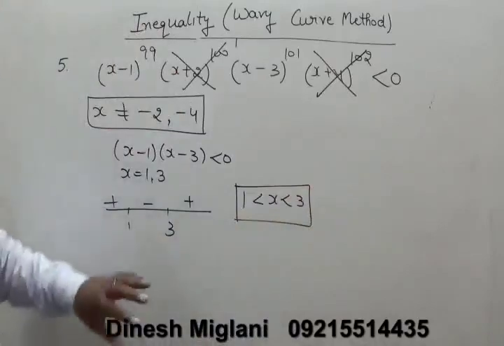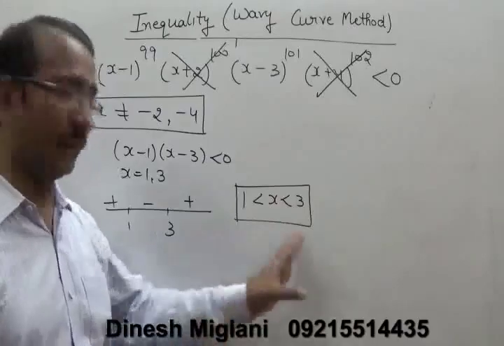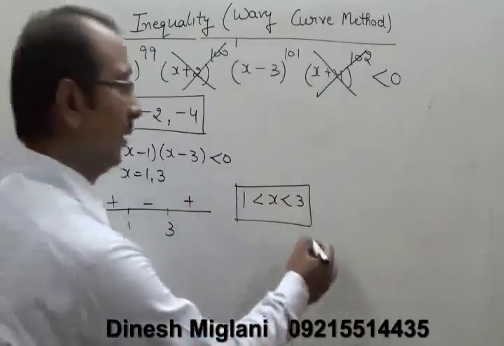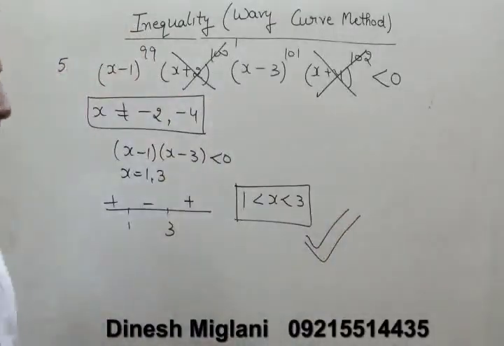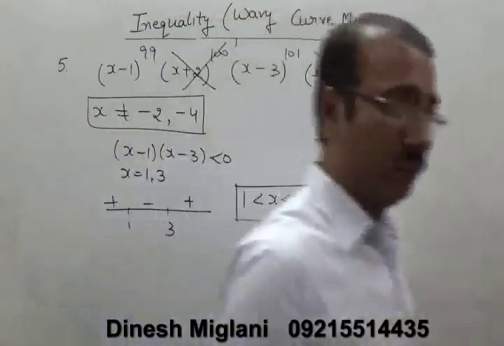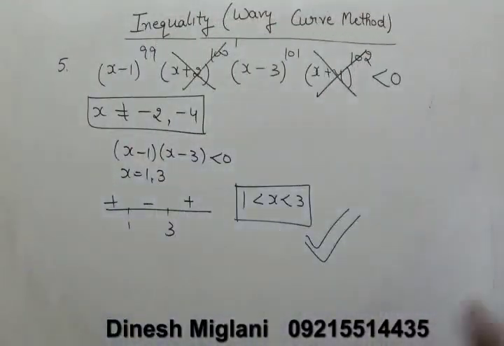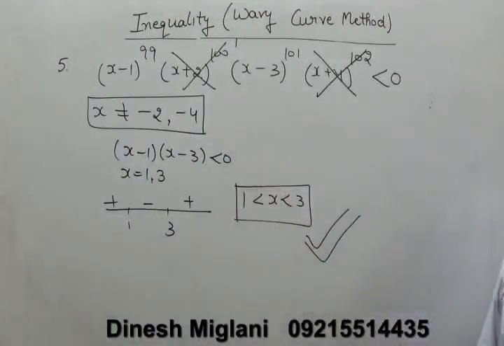Okay? Except minus 2 and minus 4. Here we don't have minus 2 and minus 4 in this. So finally we can say that the answer to this question is where x lies between 1 and 3. For that, this inequality will always hold true. If x is less than 1 or more than 3, in that case the inequality will not hold true. I hope the idea is clear.